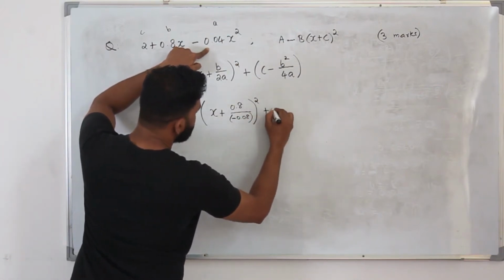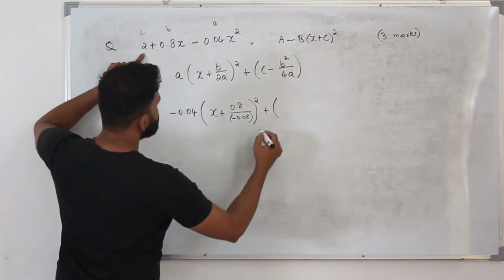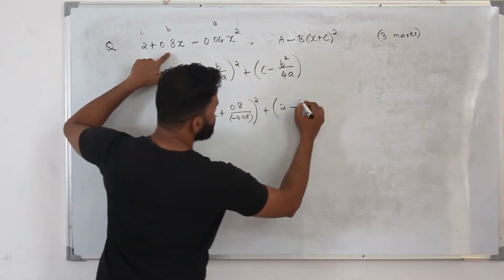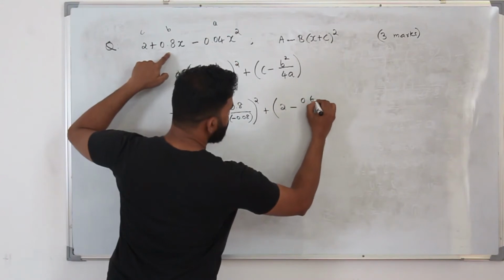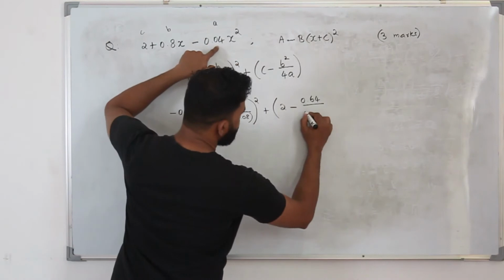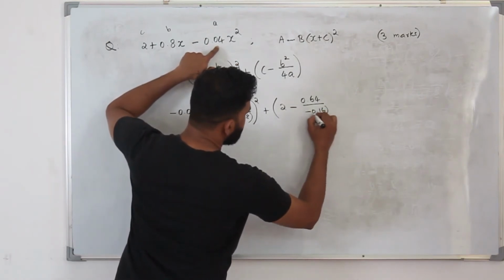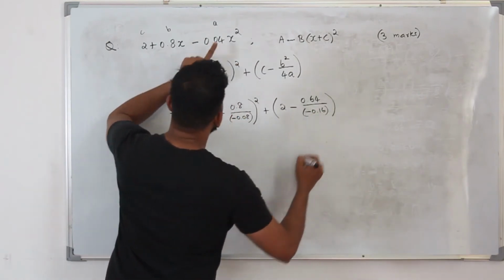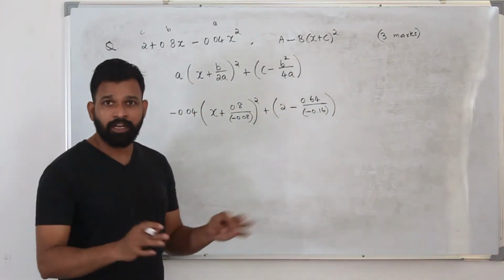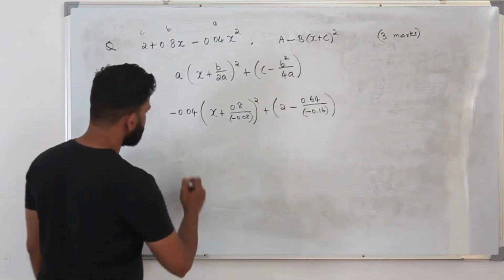whole square. Then c: our c is 2 minus b square. When you square this, 0.8 whole square is 0.64, divided by 4a, 4 times minus 0.04, so it will be minus 0.16 when you multiply by 4. That's it. Now it's all about simplification.